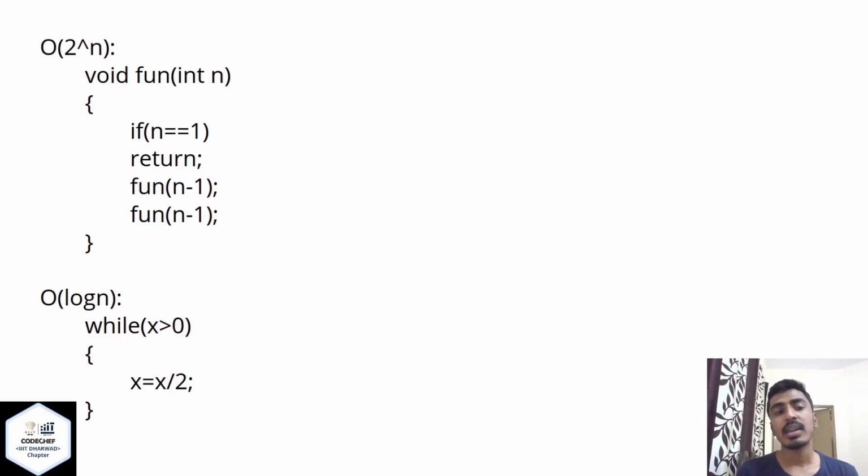So you can get an idea that the number of times the loop is going to get executed is log with base 2 of the input. So you can say that the below mentioned code has a time complexity of O of log n.